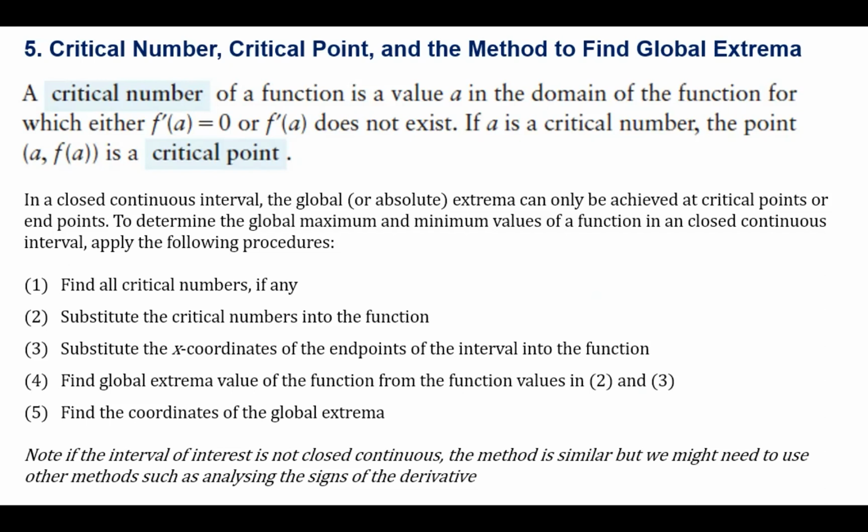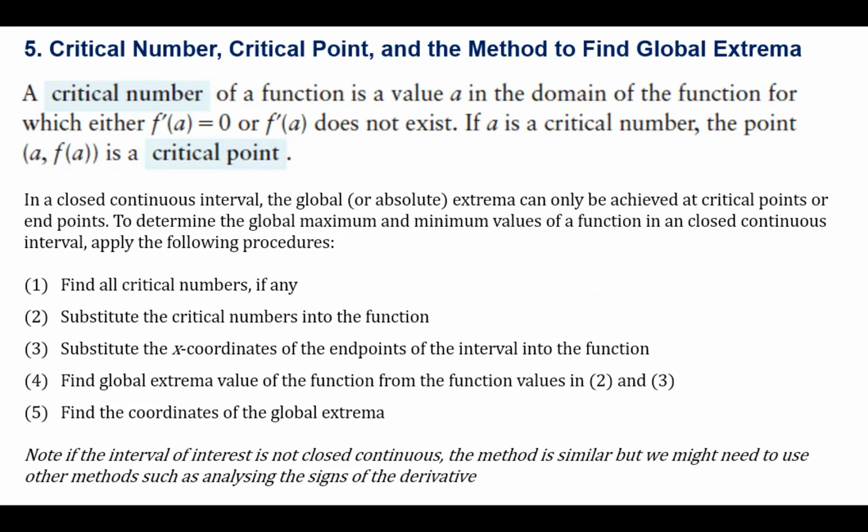If the first derivative is 0, or the first derivative does not exist at this point x equals a, then this number is called critical number. And if a is a critical number, the point (a, f(a)) is called a critical point. Of course, sometimes f(a) does not exist either, right?